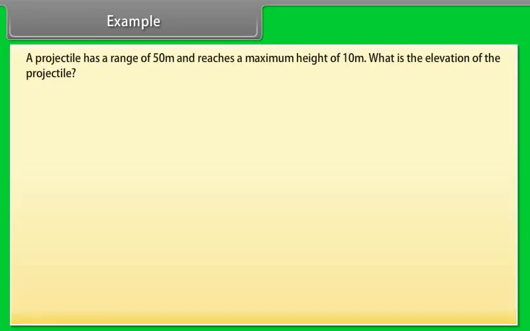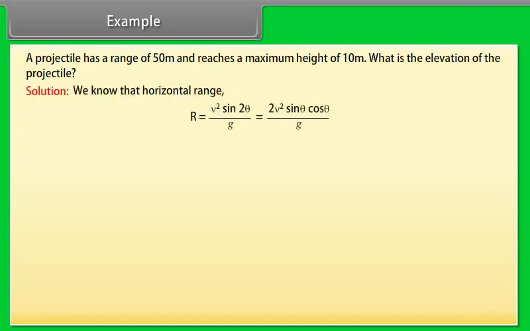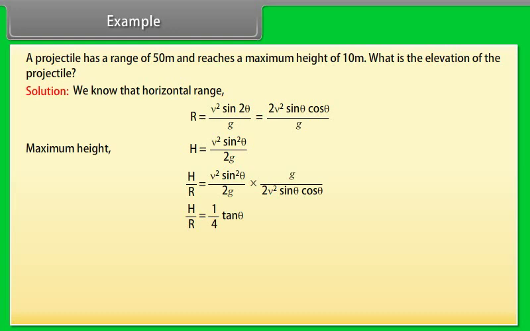Example. Let's take an example of projectile motion. A projectile has a range of 50 meters and reaches a maximum height of 10 meters. What is the elevation of the projectile? Let's see the solution. We know that horizontal range is equal to v² sin 2θ / g. We derive the relation between height and range as h / R = (1/4) tan θ. On calculating this equation, we get the value of θ equal to 38.66 degrees.